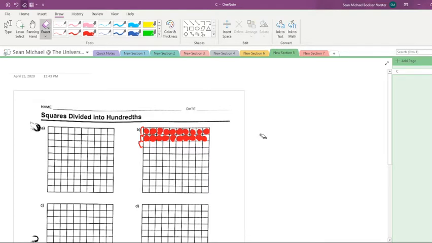Now, there's one important thing to remember here. When we talk about a fraction, say like this, 0.07, it's important to say this is 0.07, because that's what it is. It's not 0.7, but it's 0.07.